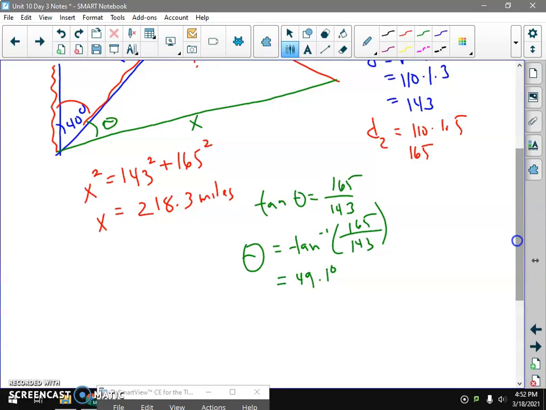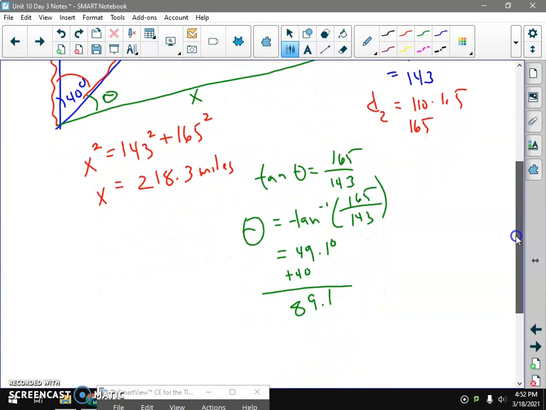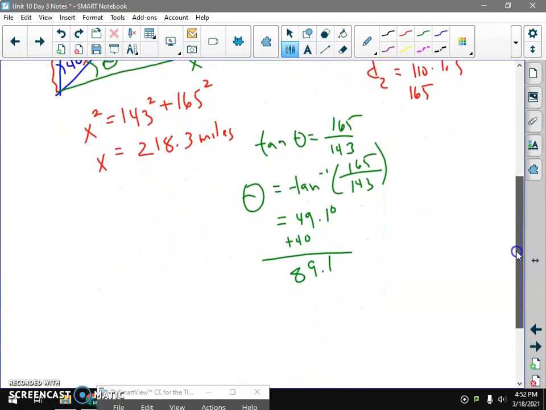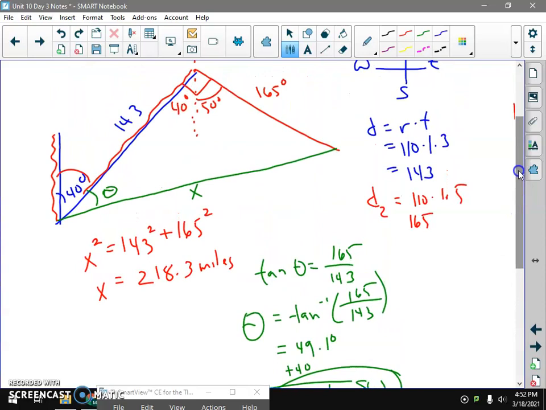And remember, that's what this green one is. So if I add that 49.1 plus the 40, what am I doing? 89.1 degrees. If I went from an airport to plane, I'd be headed northeast, but I'm going from plane to airport, so actually I'm going southwest to get back home. So that would be this angle right here.